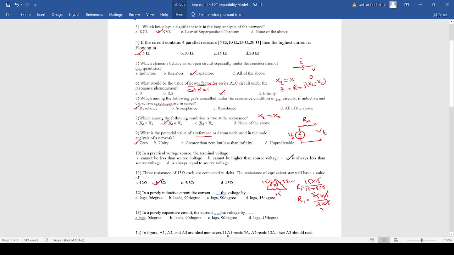See, directly you can do this. If all resistors are the same and connected in delta, then the equivalent star resistance will become 1/3. So 15 by 3, I'll get 5 ohms.